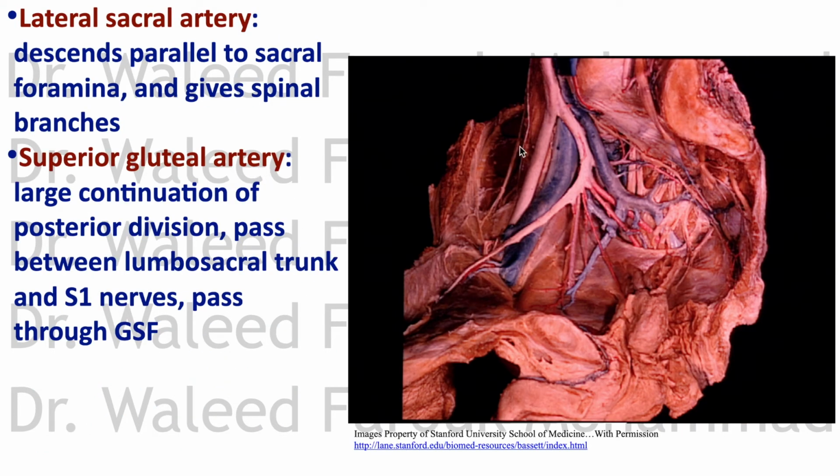The lateral sacral artery descends in front of the sacral foramina, parallel to them, and gives spinal branches also to supply the cauda equina.